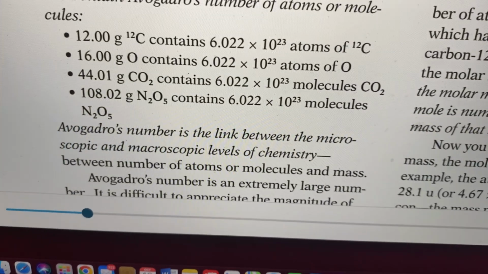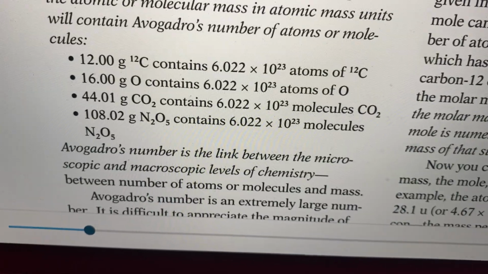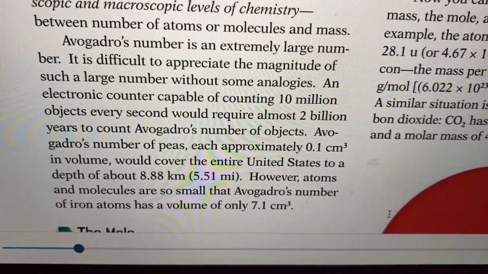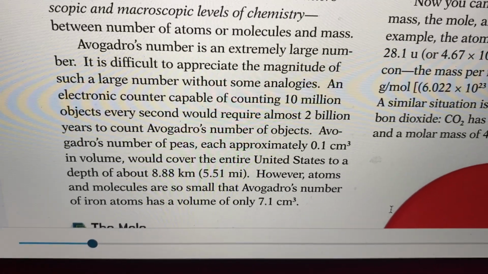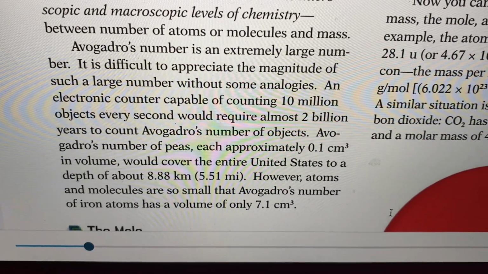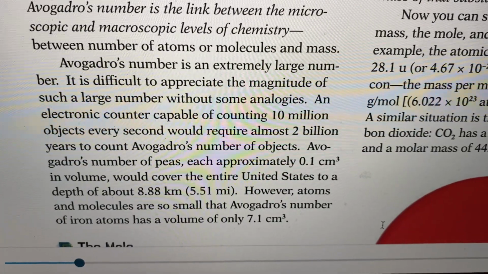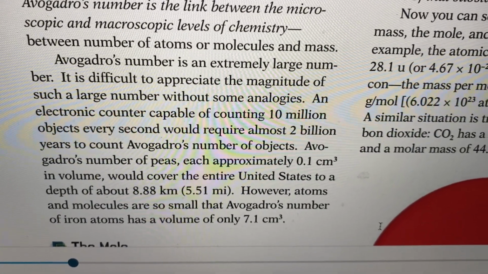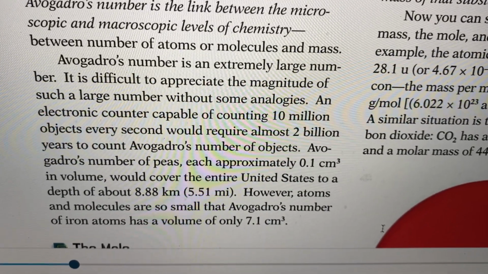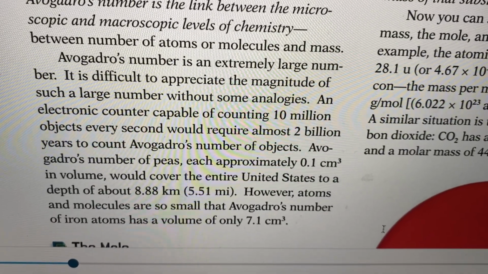So just remember, what is Avogadro's number? It's 6.022 times 10 to the 23rd. That's a huge number, like I said before. Avogadro's number is an extremely large number. It is difficult to appreciate the magnitude of such a large number without some analogy. An electronic counter capable of counting 10 million objects every second would require almost 2 billion years to count it. So if you were counting 10 million things a second, it would take you 2 billion years. That's how big Avogadro's number is.